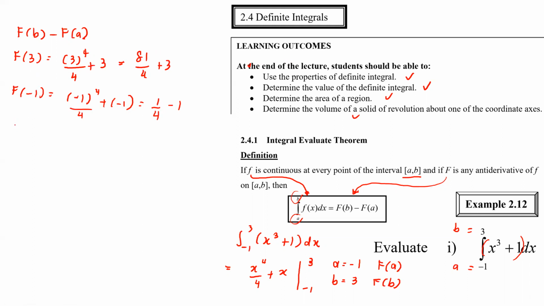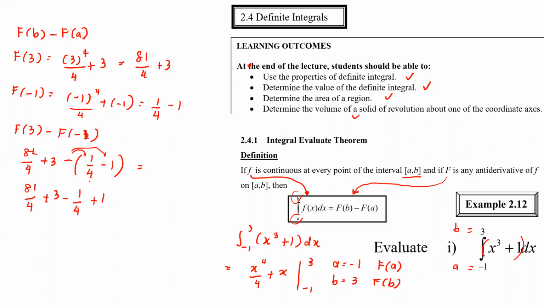Okay. So F(3) minus F(negative 1). So 81 over 4 plus 3 minus 1 over 4 minus 1 is equal to, you have to expand, you will get 81 over 4 plus 3 minus 1 over 4 plus 1. So this one is equal to 80 over 4 plus 4. So 20 plus 4 is equal to 24. So the answer is equal to 24.